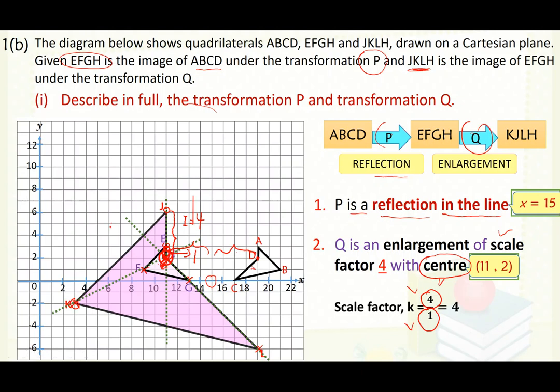Or you can choose other corresponding point lengths. You can choose this one. Same, 1, 2, 3, 4, 5, 6, 7, 8. So image is 8. Object is 1 and 2. So it's equal to 4. Answer still the same.